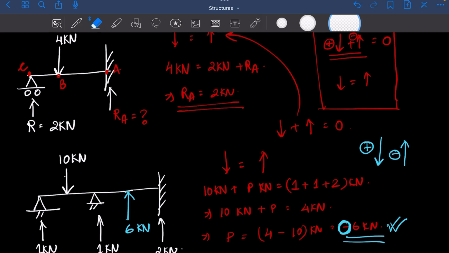So understand that minus is not the magnitude. A force can never be negative. All right. It only shows you the direction of force. Okay? So the direction is going from downwards to upwards. It's in this direction and not this. So your revised drawing would be like this, where P is equal to 6 kilonewtons.